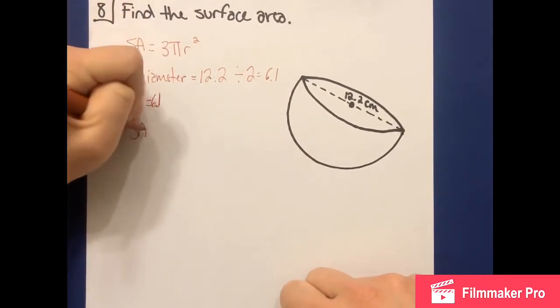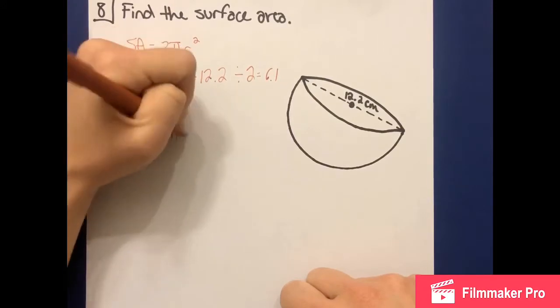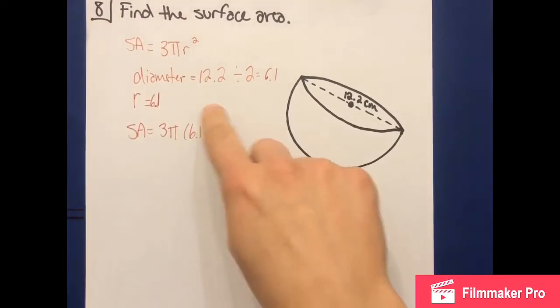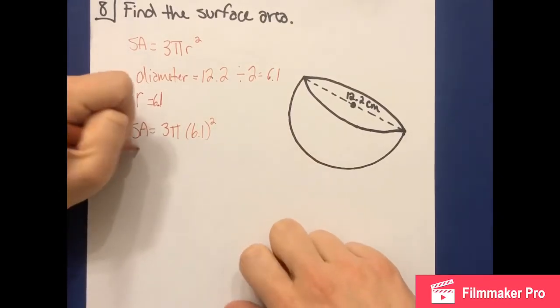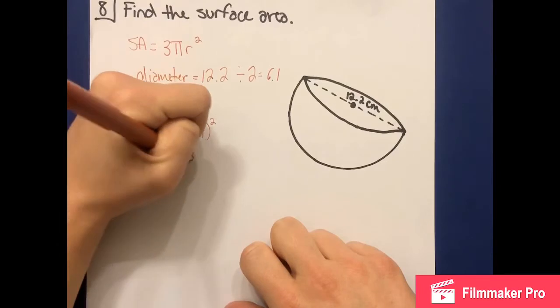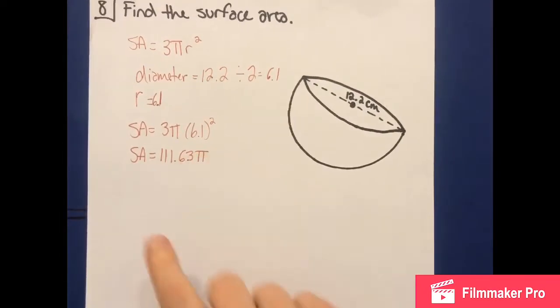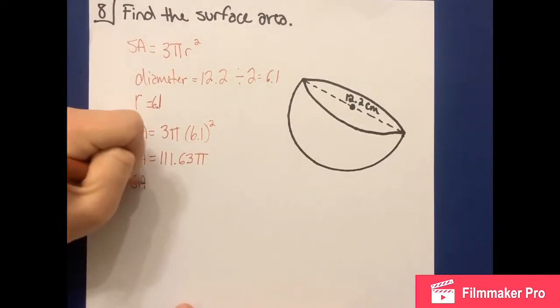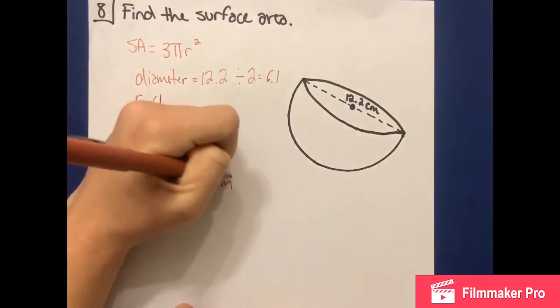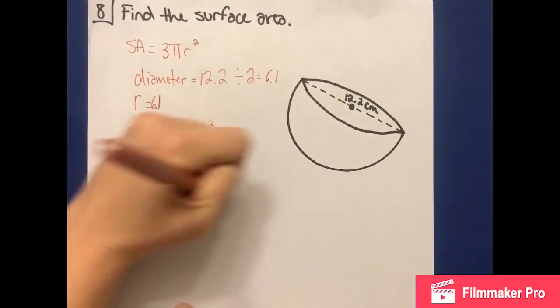So surface area is equal to 3 pi, and it's 6.1 squared. 6.1 squared times 3 gives me 111.63 pi. Multiply them together, you get surface area equals 350.7 centimeters, and surface area should be squared.